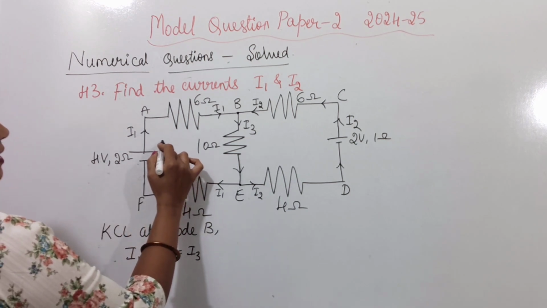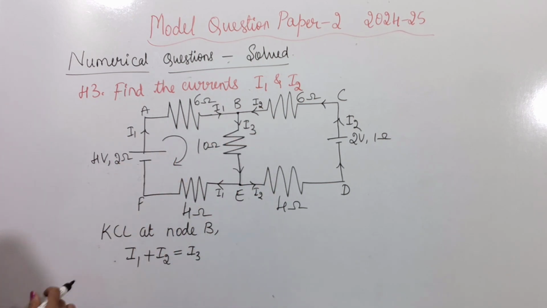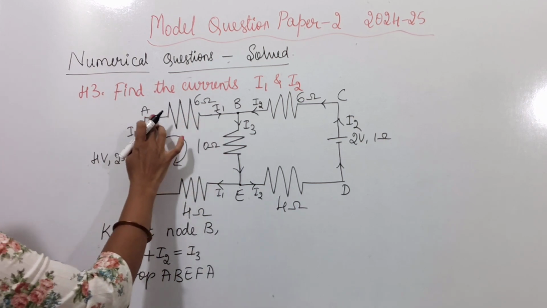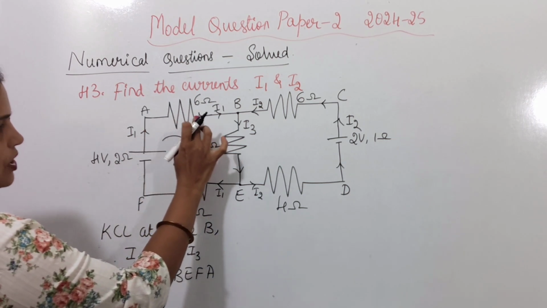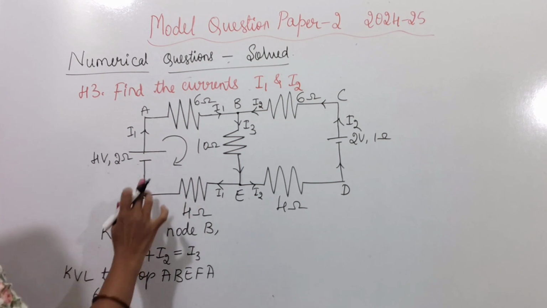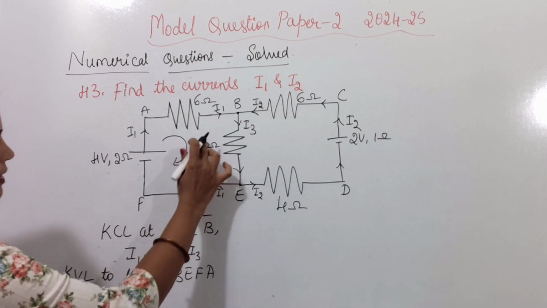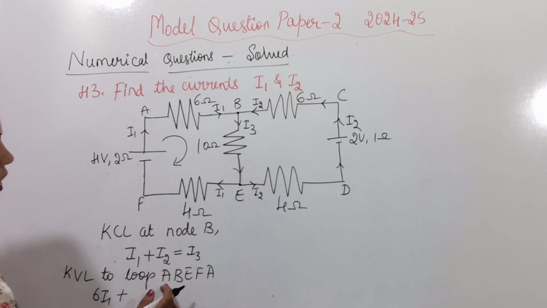Now first let us consider the direction of traverse. I'll move in the clockwise direction in the first loop. Applying KVL to the loop, which loop? A, B, E, F, A. You have to write the IR products. Which current is flowing? I1, and 6 I1. When you are moving in the direction of current, then the IR product is positive. So 6 I1 is positive. Then we are going down, so that is 10 I3. 10 I3 is also positive because current is flowing in the downward direction, and we are also traversing the network in the downward direction.